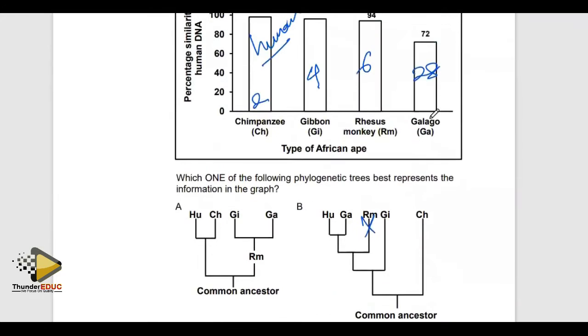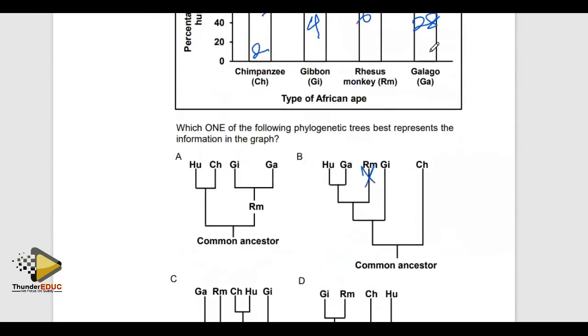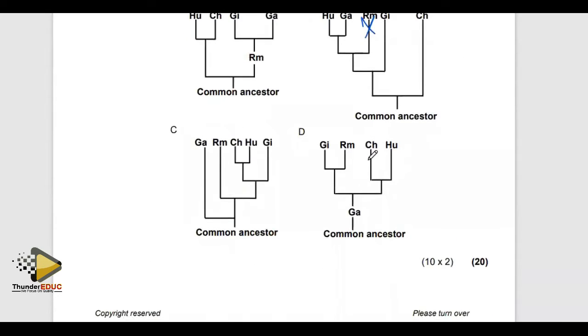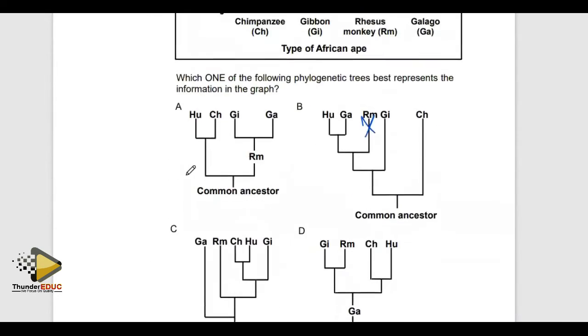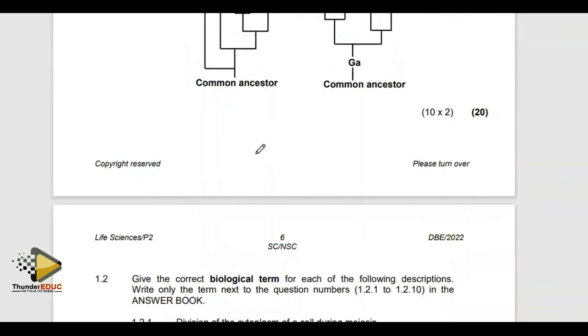If you look at the galago, it separated a long time ago. That's why the difference between it and the human is too big. Why? Because they diverged a long time ago, so nature modified them differently. So the most correct answer will be C.